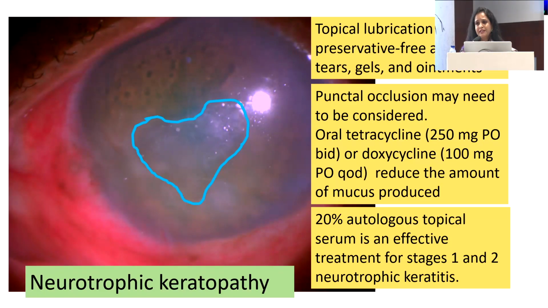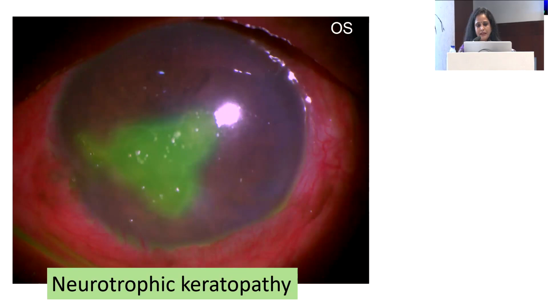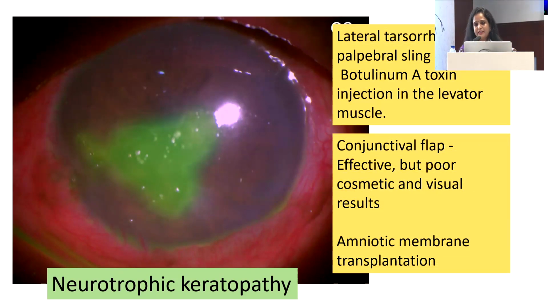But if the patient doesn't heal with the above treatment, then we have to go for surgical treatment like tarsorrhaphy, palpebral sling or botulinum A toxin in the levator muscle. Conjunctival flap can also be considered, but because of poor cosmesis we usually do not prefer it, and amniotic membrane transplantation is definitely another good alternative if you go for surgical procedures.